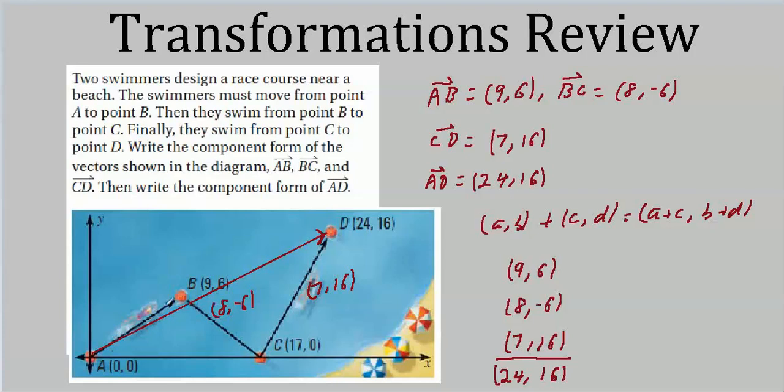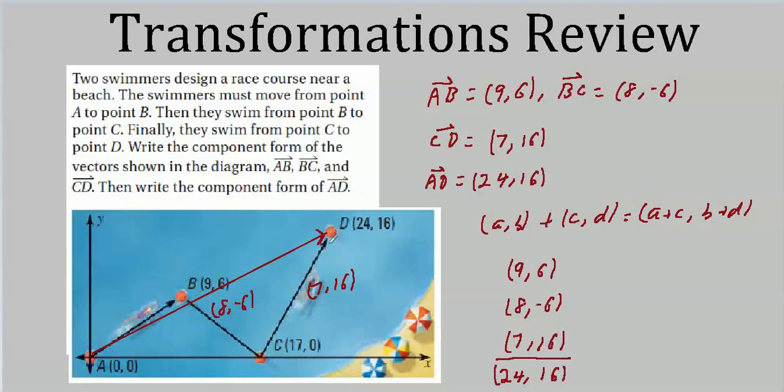We're adding them graphically. We take 9, 6, we add the vector 8, minus 6. In other words, we go 8 to the right and 6 down. That puts us over here. And then we follow this vector here, the 7, 16, up to here. And wherever we end up, that is the actual sum of all the vectors that got us here.